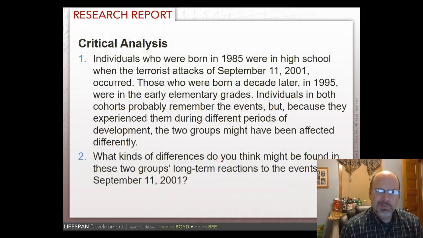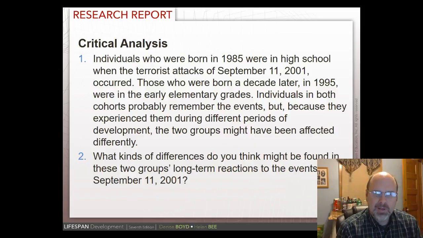So taking a critical look, think about, has your cohort been affected by 9/11? Individuals who were born in 1985 were in high school during the terrorist attacks. Has their worldview changed as a result of that historical event? Compared to people who were born later, who it may not have a significant effect on them.